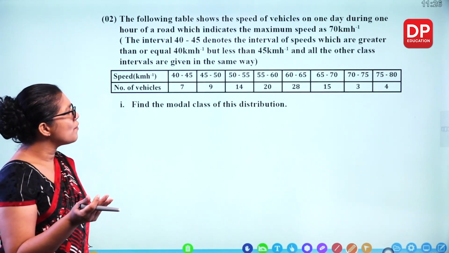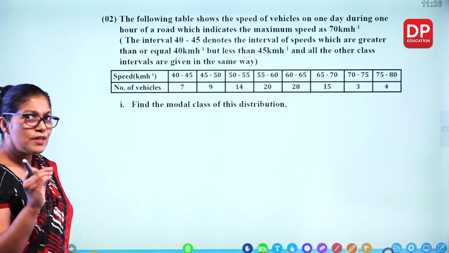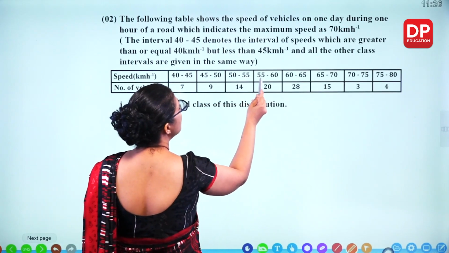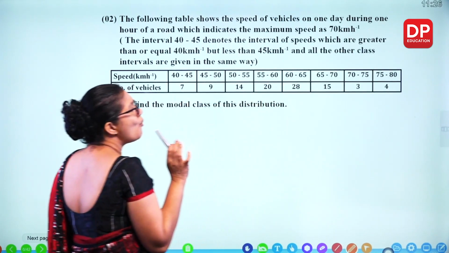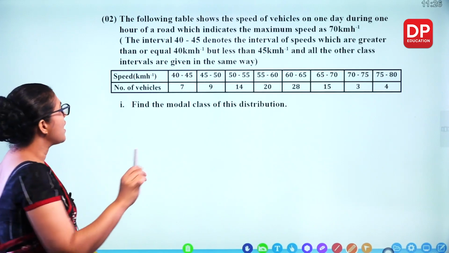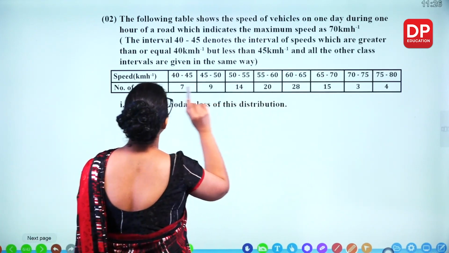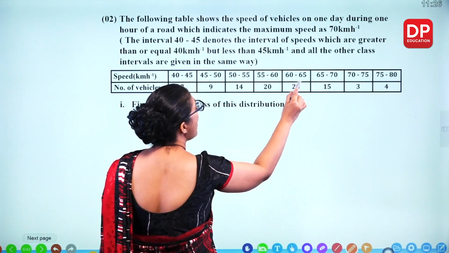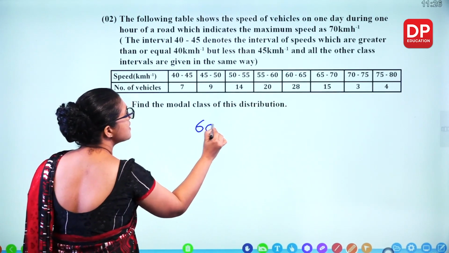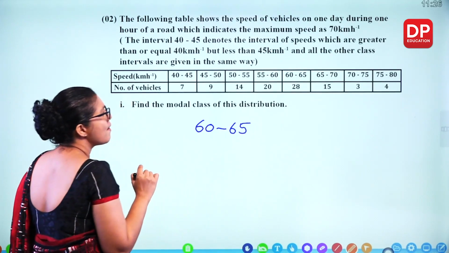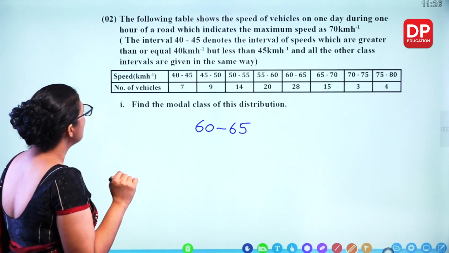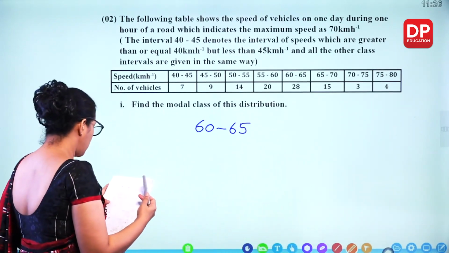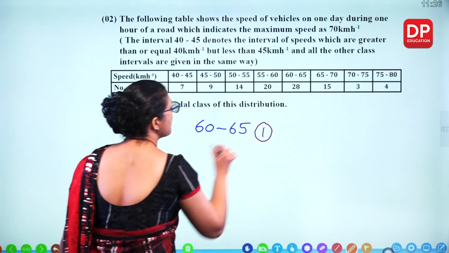Find the modal class of this distribution. First check whether the widths are equal. 5, 5, 5, all are 5. So widths are equal. So that means you can refer this row, the one which has the highest frequency. 28 is the highest one. So the modal class is 60 to 65. So that's the modal class. So you get only 1 mark according to the marking scheme.